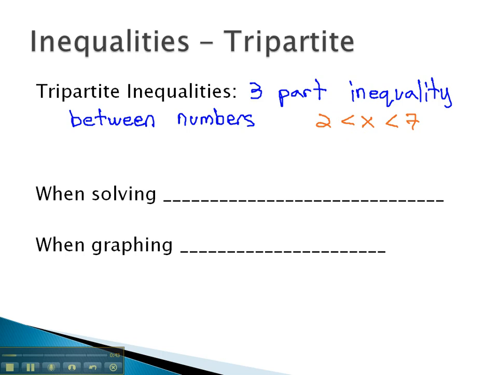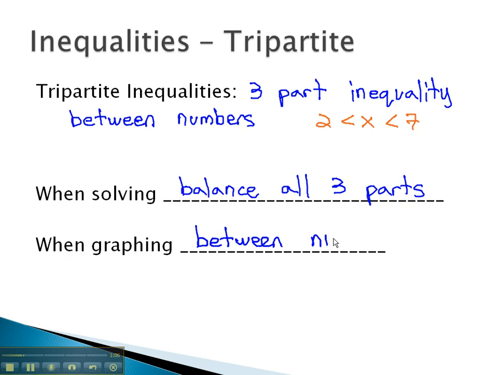Often, we will have to solve these tripartite inequalities, and when solving, we will balance not just the left and right side, but we will balance all three parts, left, right, and center, of the inequality. And when graphing, we will graph the inequality between the numbers. Let's take a look at an example where we can see this work out.